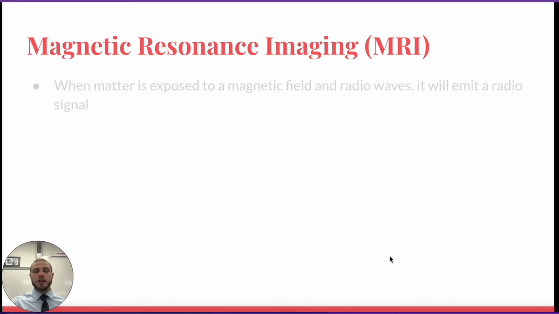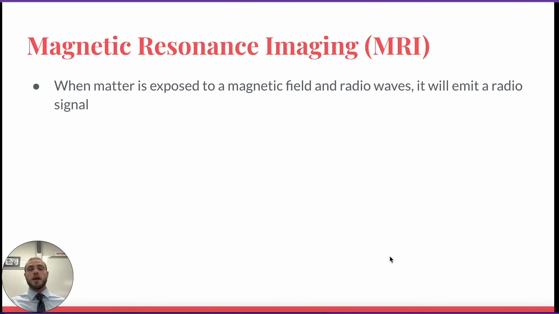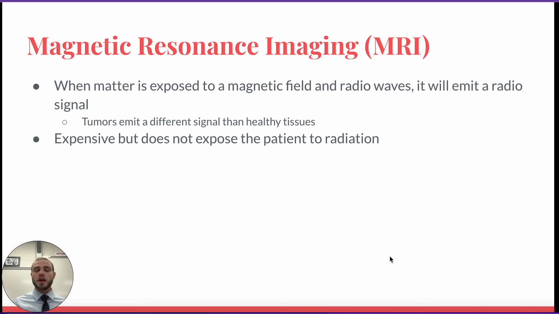Magnetic resonance imaging, or MRIs, takes advantage of a lot of physics. When matter, which is basically any physical thing for our purposes, is exposed to a magnetic field and radio waves, that matter is going to emit its own radio signal. What we found out is that a tumor or a cancerous growth is going to emit a different radio signal than a healthy tissue will. So that can be useful if we're trying to figure out if something is a tumor or not.